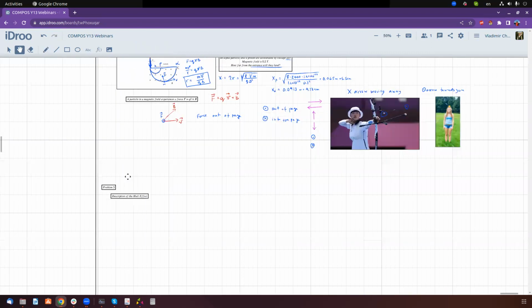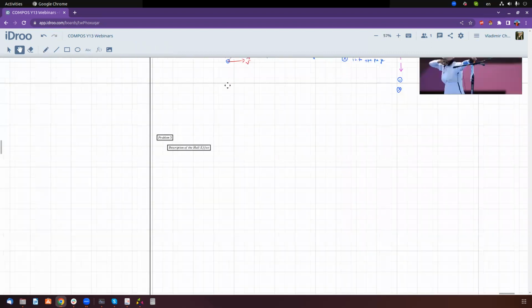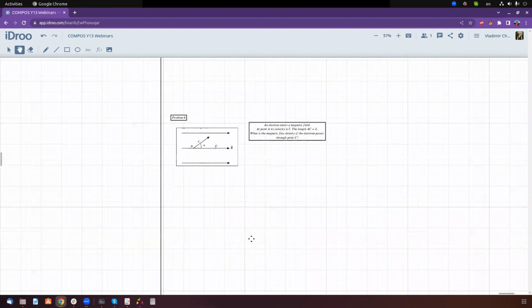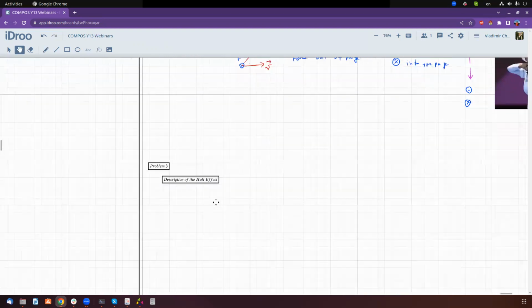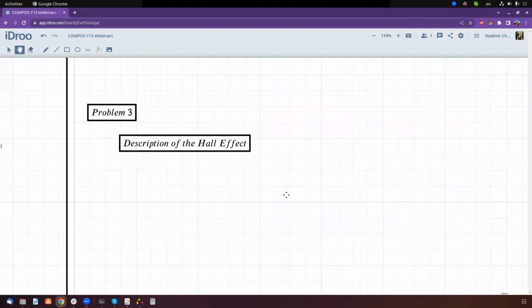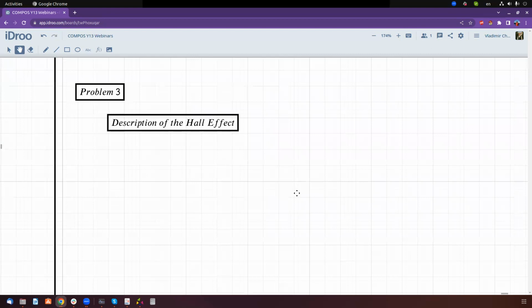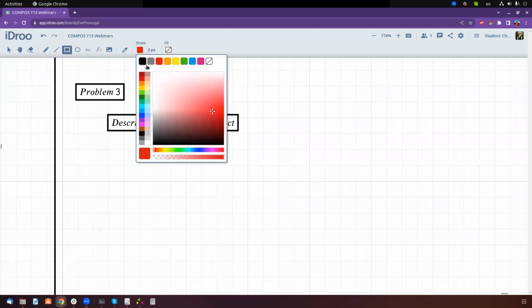Now, the Hall effect I wanted to talk about, and okay, we don't have that much time. The Hall effect. So imagine you have a plate with a current flowing through. Let's say you have a conductor.